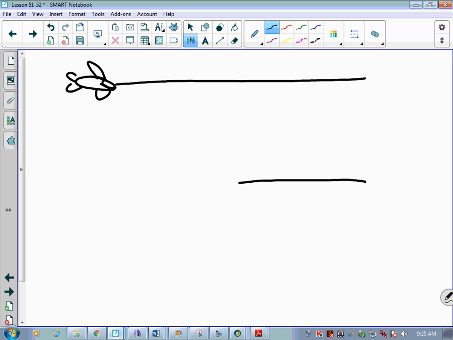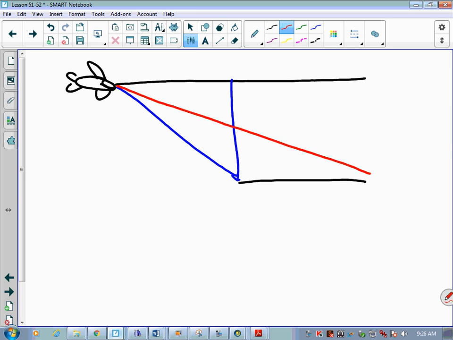Now, what we have here is that she has two different angles of depression. She has the line of sight to the beginning of the runway, and she has an angle of depression to the end of the runway. We're going to use that information to find out exactly how long the runway is, this right here. You follow me so far? All right, we're going to use this information to solve as much as we can.